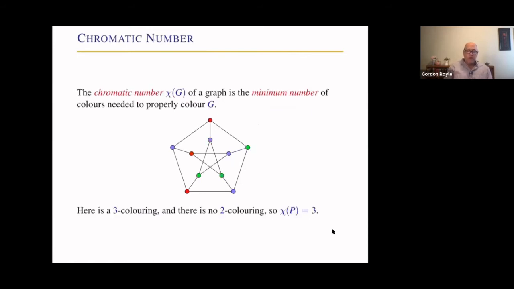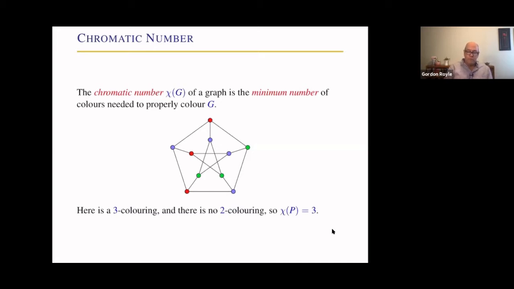Okay, so the chromatic number, which again, probably everyone here already knows, is the smallest number of colors that you need to give a proper coloring of the graph. And the Petersen graph has chromatic number 3 because there I've shown you a 3-coloring. You can check that each edge is okay. And there are obviously no 2-colorings, which means that the chromatic number is exactly 3.